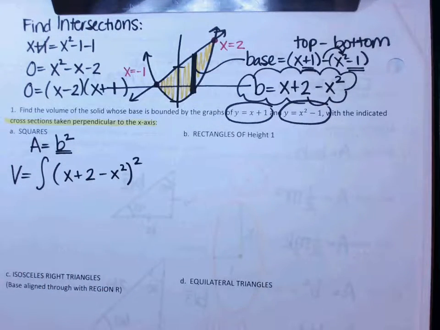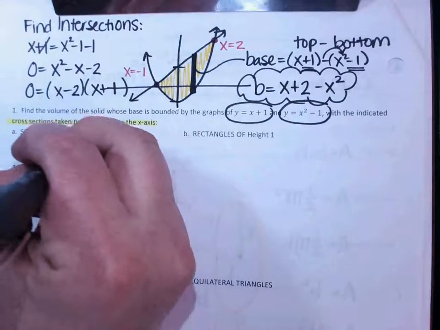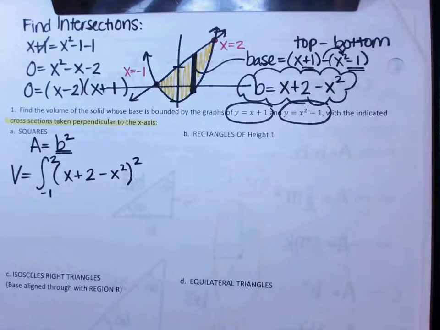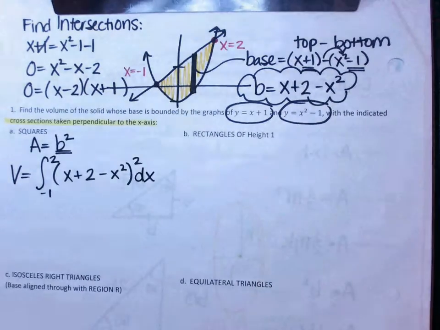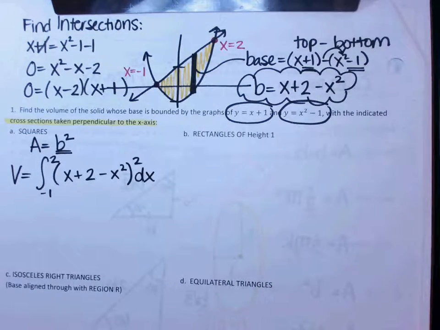And then where am I going to integrate from? Take a guess. Think about what you know from last week. Negative 1 to 2, because that's where my intersections are. And you're done. You don't have to solve for it? Now, sometimes you will, sometimes you won't. But a lot of times, these end up being complicated enough that you would either have a calculator or it would say set up but do not evaluate, and you would just only be writing the integral.